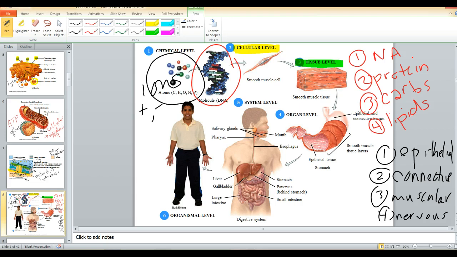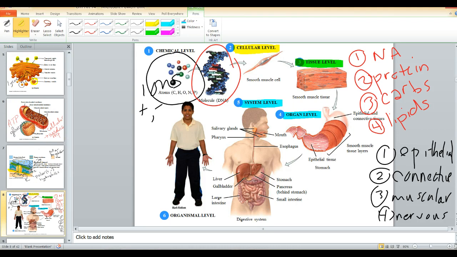Now, when we add tissues, 2 or more different tissues together, the next level of organization is the organ level. Organs are going to be made out of 2 or more different tissues. So we have the stomach, the heart, lungs, brain, liver, skin, bones. All of these are organs made up of multiple different tissues. When organs start to communicate with each other, it's going to make up the next level, which is the system level.